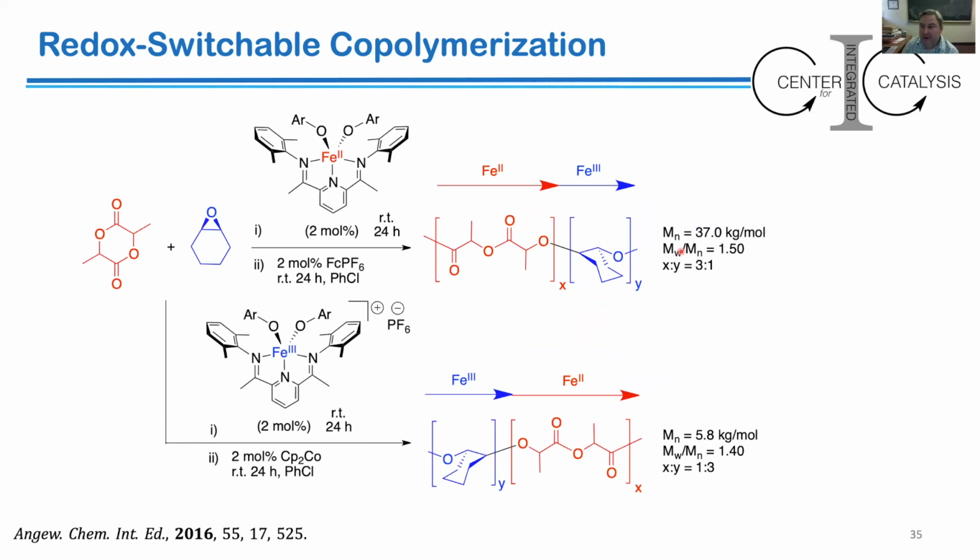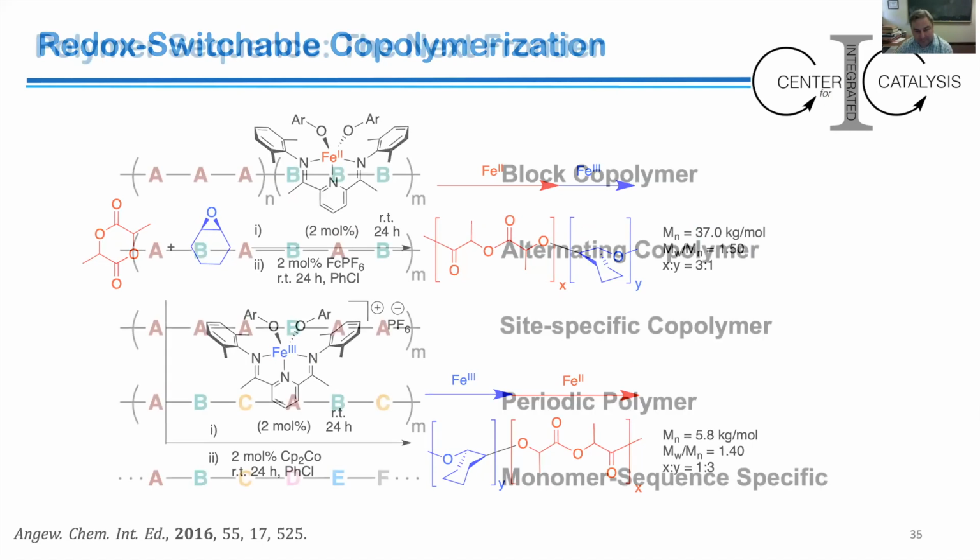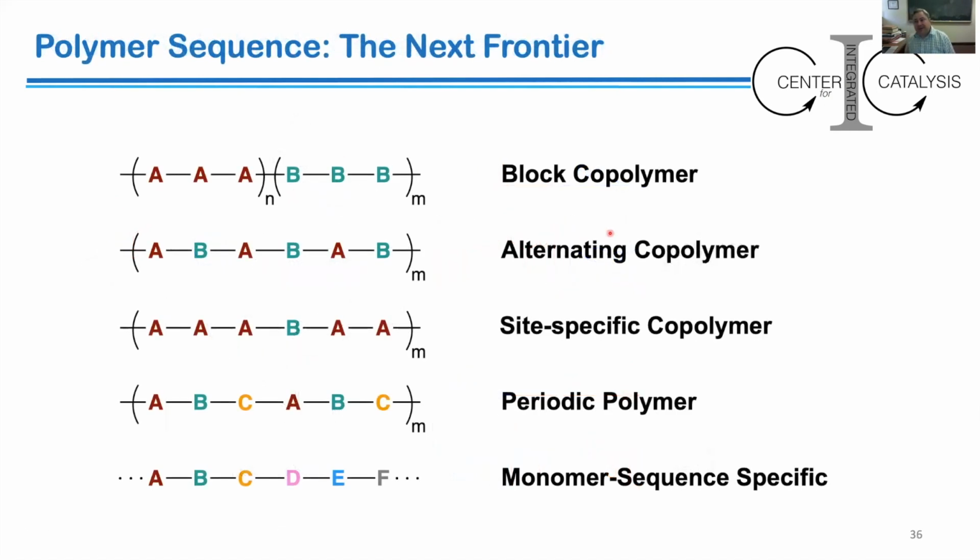Our group later then showed that you can use that redox switchable polymerization to make pure block copolymers of polylactic acid and polyethers, which Paula's group has also shown with different catalysts. And so hopefully you can see how this is a different perspective on switchable polymerization, maybe from a polymer chemist perspective, to control polymer sequence and how we can alter polymer sequence.